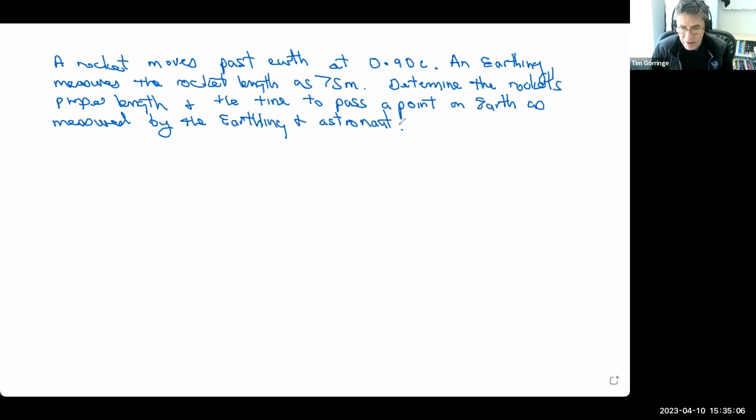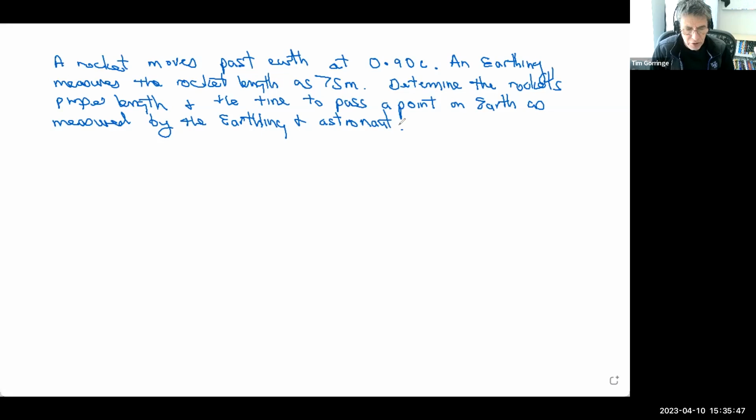So let's take a moment and step back and think from the frame of reference of the astronaut, and from the frame of reference of the Earthling. Who sees the proper length? Who sees the contracted length of the spaceship? Who measures the proper time for the rocket to pass the Earthling? And who sees the time-dilated time for the rocket to pass the Earthling?